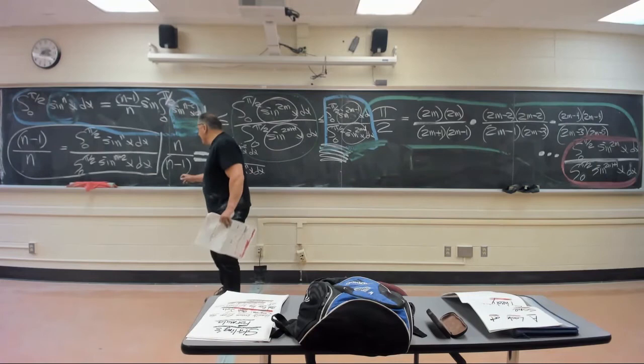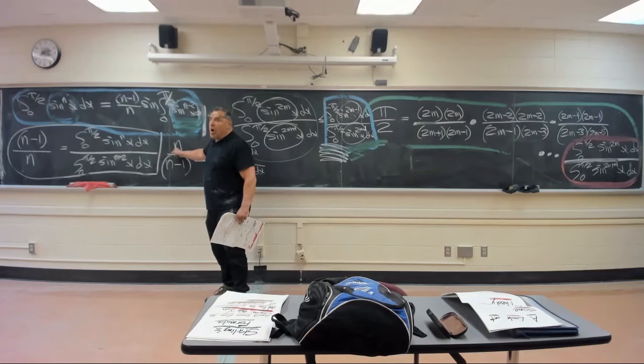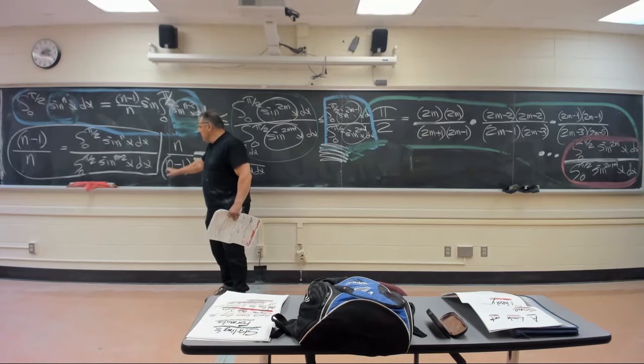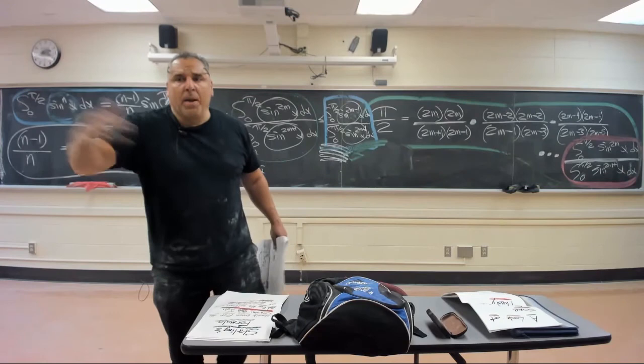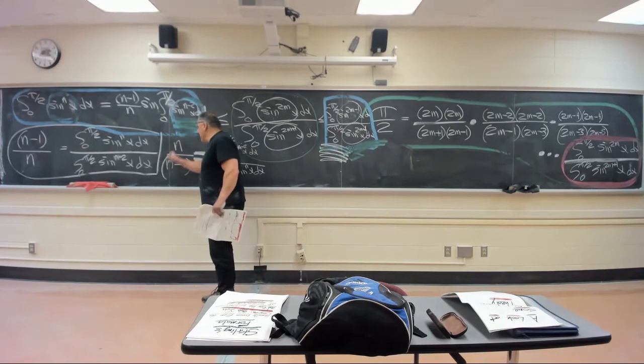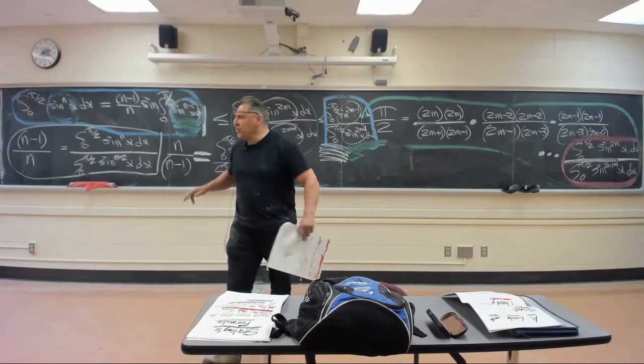Yeah, I know. But what if n is a million? What if n is 1,000,001? Let's say n is 1,000,000,001. 1,000,000,001 minus 1 is 1 billion. 1,000,000,001 divided by 1 billion is 1 and 1 billionth. 1 and 1 billionth is tiny. Put a trillion in there. If this is a trillion and this is a trillion minus 1, then 1,000,000,001 divided by 1 trillion is 1 and 1 trillionth.